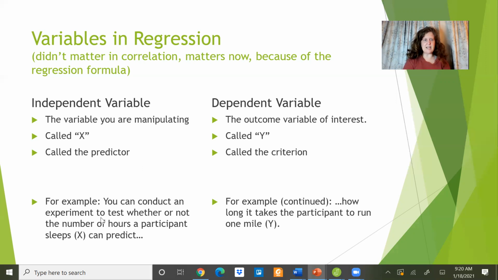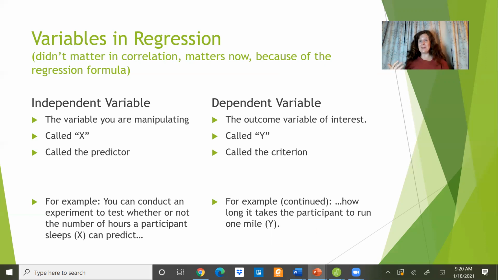Let's say you can conduct an experiment to test whether or not the number of hours a participant sleeps, variable X, can predict, that's the regression language, can predict how long it takes a participant to run 1 mile, which is your outcome variable. This is just made up data, right? We're just saying maybe physical fitness is contingent in some way upon your sleep quality. Again, totally made up. Please don't go to any of your professors and tell them that I told you this.